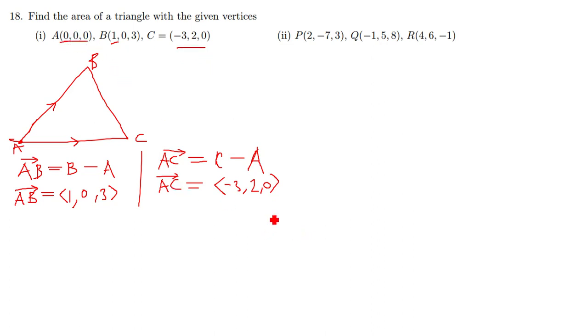So now we have these two vectors. For us now to find the cross product, we need to take the cross product of these two vectors, which is just going to be AB cross AC.